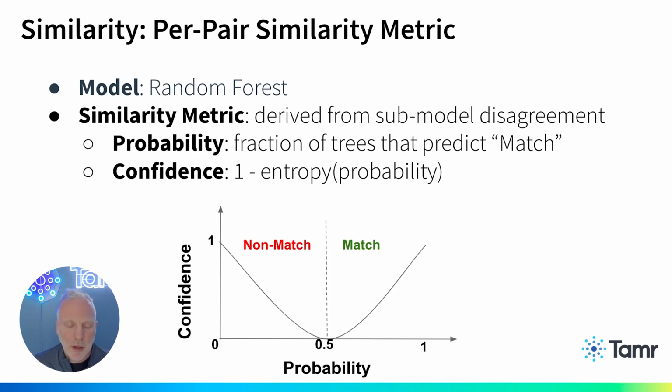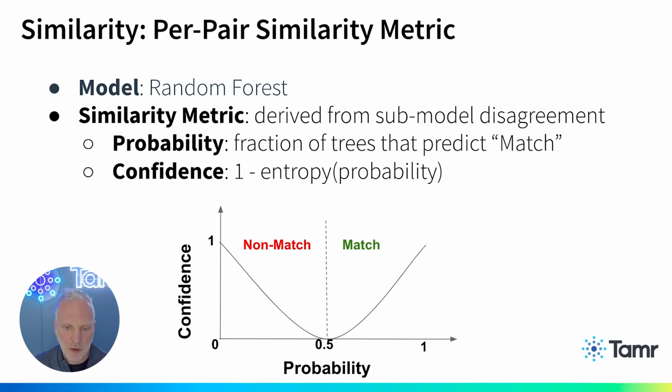One of the key concerns with using a classifier like a random forest to make this match or non-match judgment is that a decision tree, random forest being a kind of decision tree, really just comes up with a match or non-match judgment. But for clustering, we want a similarity metric showing the degree to which the records in the pair are similar. For that similarity metric, we open up the random forest and we look at the submodel disagreement, and we come up with two separate metrics.